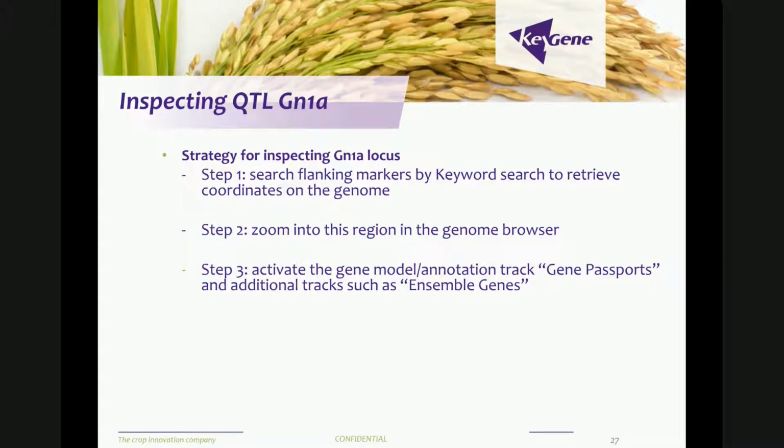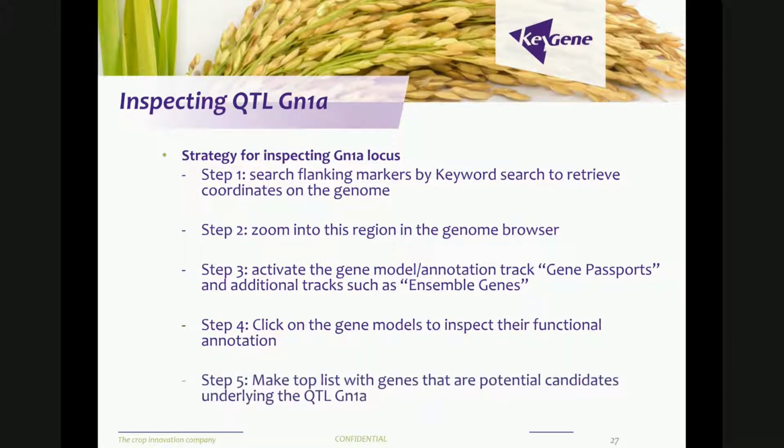Obviously, there are the gene passports. That's the most essential piece of information if it's available. And for rice, there's a lot of public information known from Ensembl, so there are a lot of data tracks in RicePedia from public data. Then we will browse through the gene models and decide, based on all the information that we see, whether these genes are potentially interesting for the phenotype that we want. And then we'll make a top list of top potential candidate genes that cause this desirable phenotype.